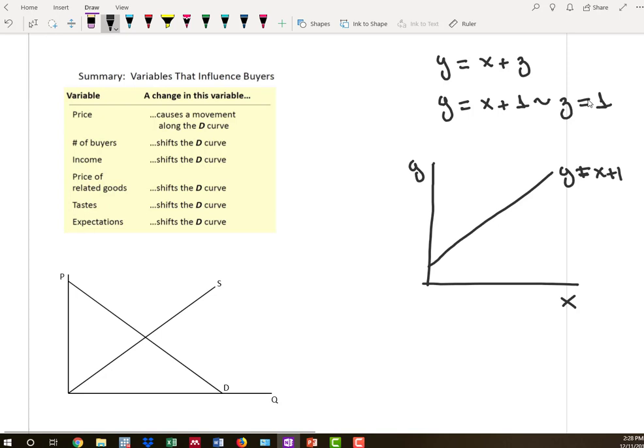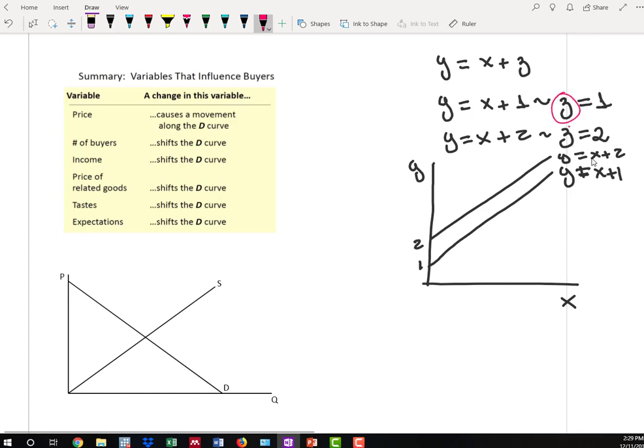And then I can choose another z equals 2, so y equals x plus 2. That's how my graph looks now, instead of intercept equals 1, intercept equals 2. And the overall lesson was the following. When I change any of the variables that I chose to graph, I move along the graph. But if I change the variables I did not choose to graph, in this case z, I shift the graph.